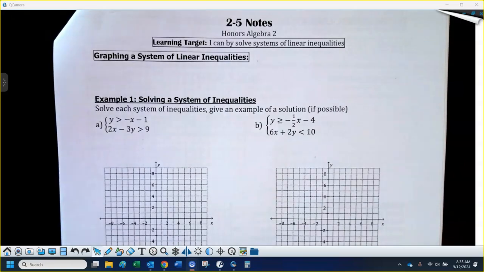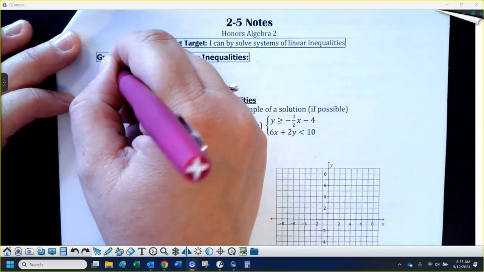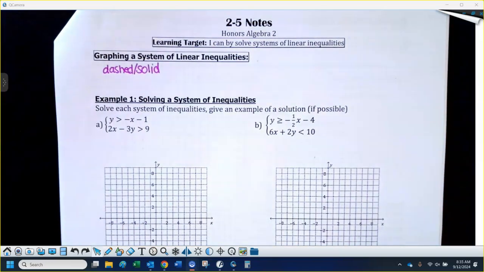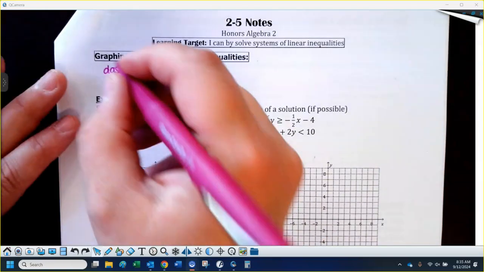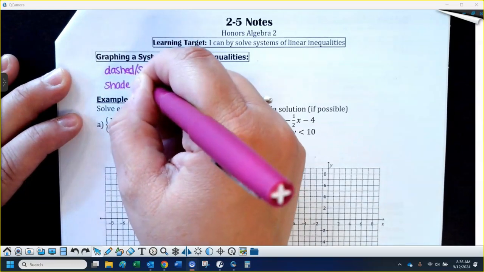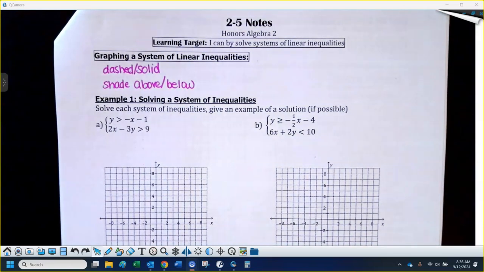In general, if you have a system of linear inequalities that you're graphing, you've got to think about a couple of things, right? Whether the line should be dashed or solid, and whether you're going to shade above or below each line. I do have an example here that has 3 equations. So when you have a system of inequalities, you've got to think about those things just for generally graphing an inequality.